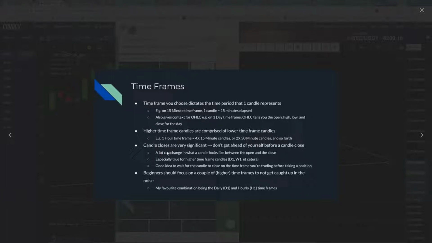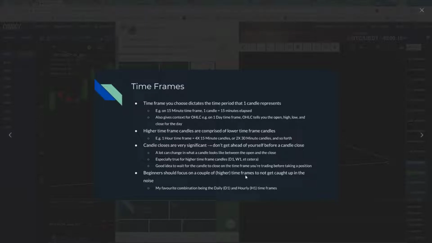So candle closes are very significant. A lot of times people are looking at these trades and they don't want to make a trade until they get a candle close. So you're waiting until these candles actually close and move to the next candle. Beginners should focus on a couple of higher time frames. Look at the daily.